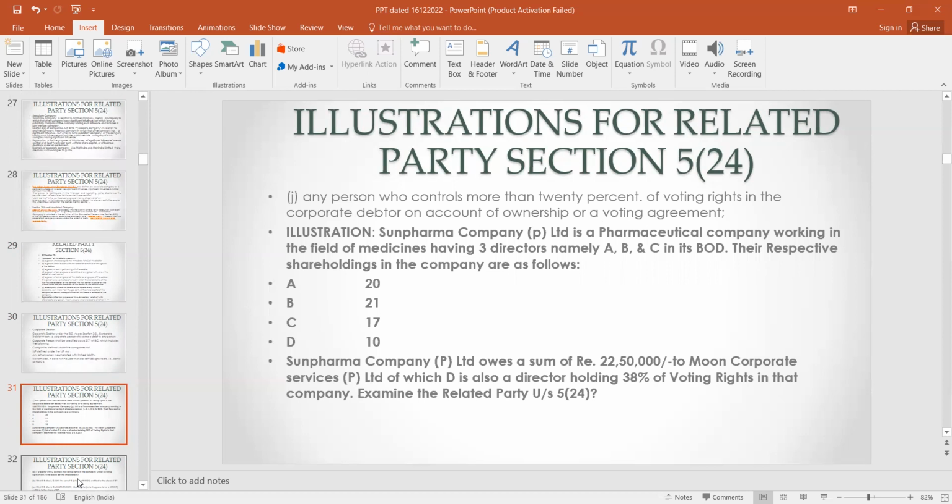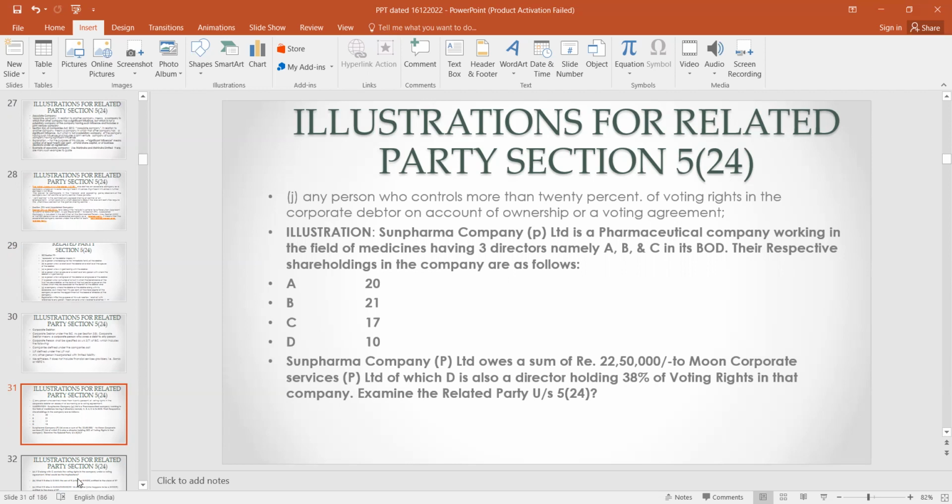Let us see this illustration. Sun Pharma Company Private Limited is a pharmaceutical company working in the field of medicines, having three directors A, B, and C. Their respective shareholding in the company is as shown. Sun Pharma Company Private Limited owes a sum of 22,50,000 to Moon Corporate Services, of which D is also a director, holding 38% of voting rights in that company.